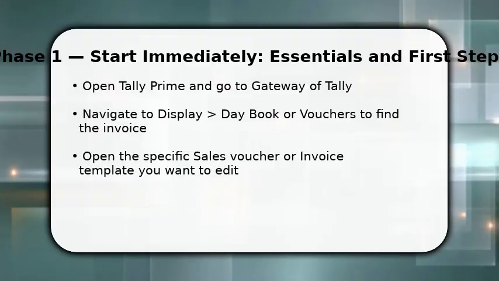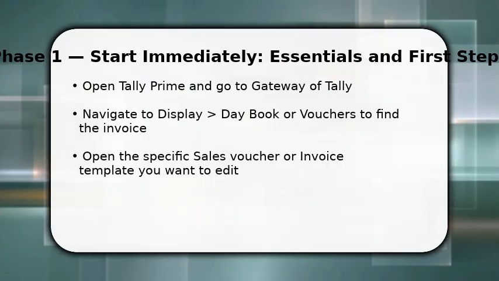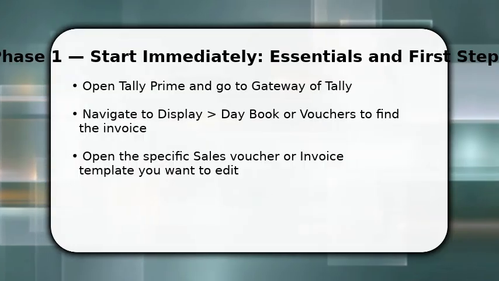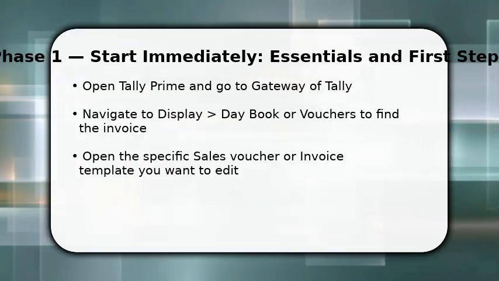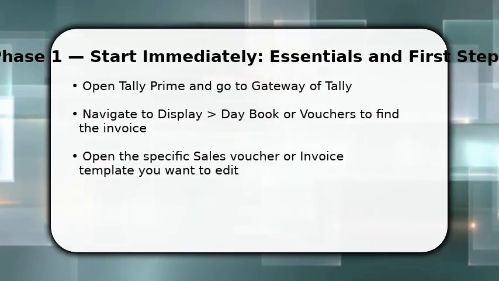Enjoy the video. You start in Gateway of Tally, open the company, and go straight to the invoice you need. Once the invoice is open, press F12, Configure to access printing and display options. Make sure print configuration is visible. This is where font and layout options live.